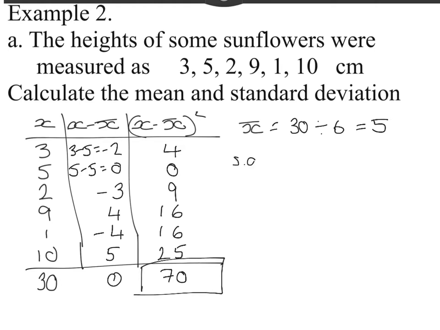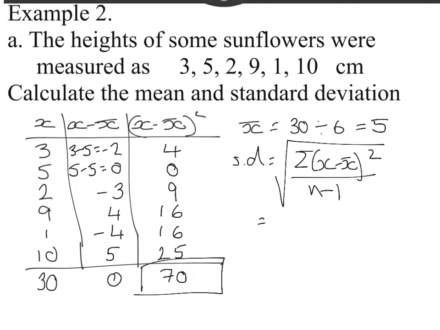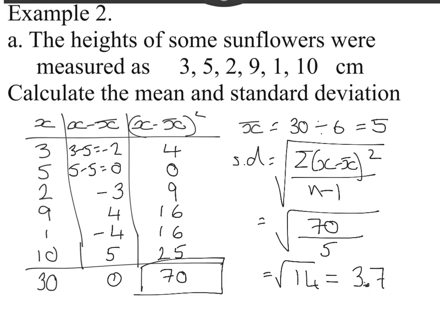Okay, standard deviation, the formula is square root of sum of your deviations squared all over n minus 1. So that 70 goes on the top. N minus 1, we have 6 numbers this time, so we are going to put 5 on the bottom. And then 70 divided by 5 is 14. So we have the square root of 14, which is 3.7 to 1 decimal place. Again, this means absolutely nothing until we go compare it to something. So let's have a look at part B.